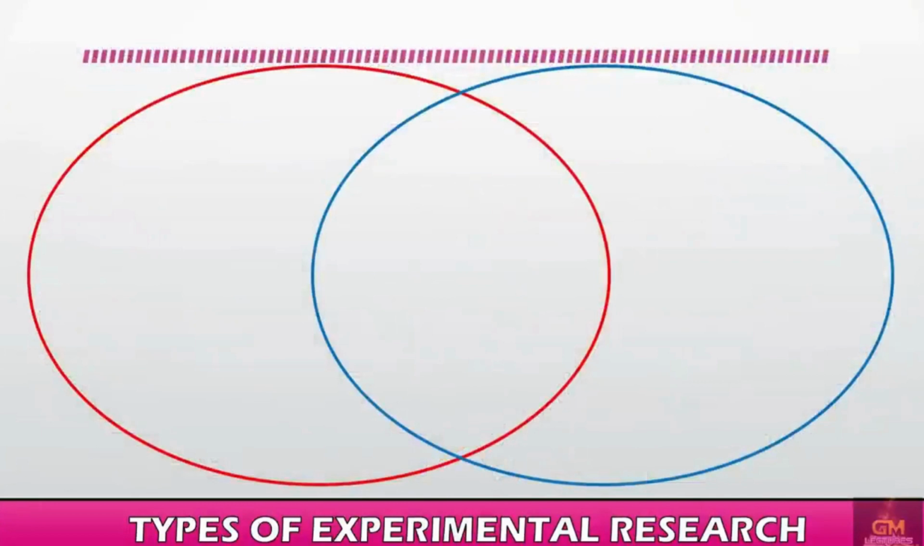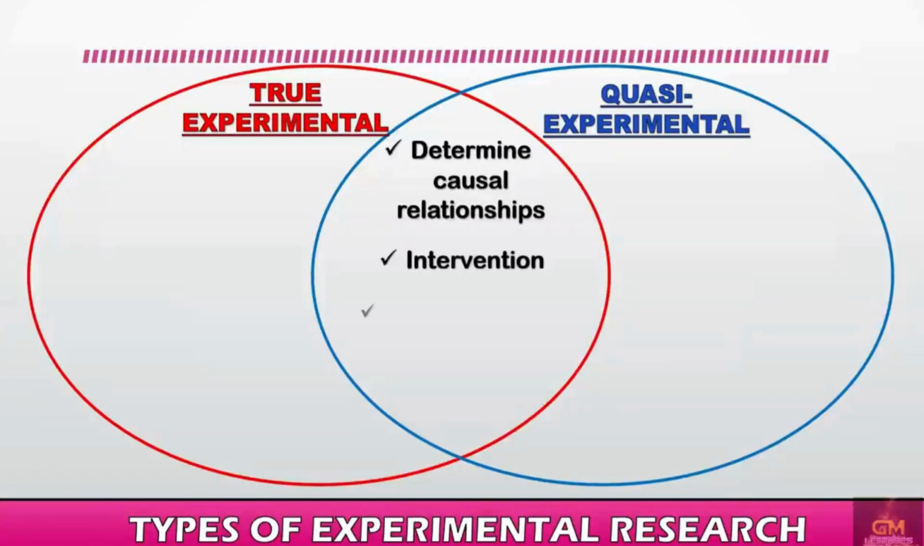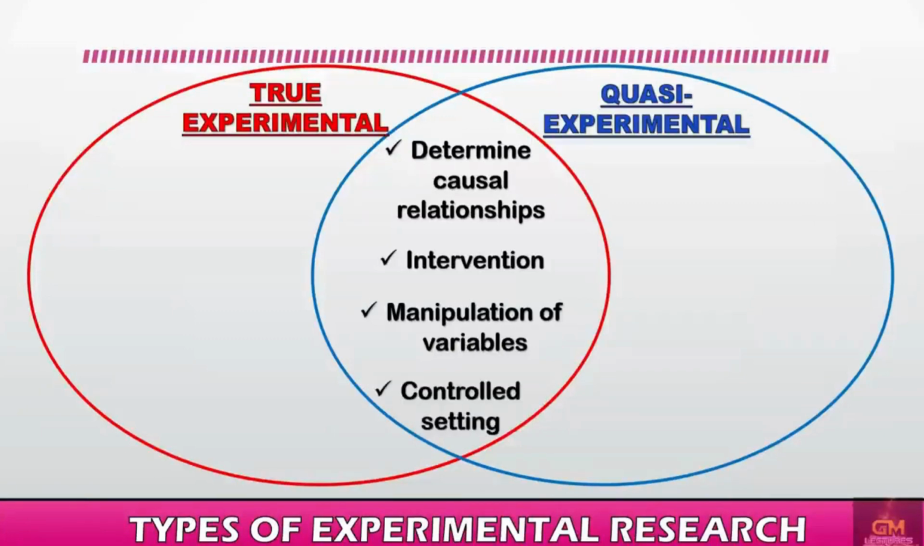At this point, before we proceed with discussing other quantitative research designs, let us have first a recap of the similarities and differences between true experimental research and quasi-experimental research. The true experimental research design and quasi-experimental research design are similar because both determine causal relationships. They also have intervention and involve manipulation of variables. They're also the same because both are conducted in a controlled setting.